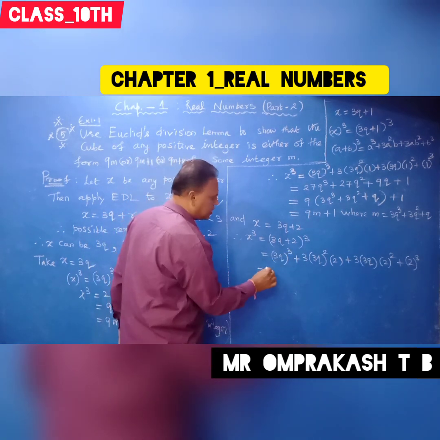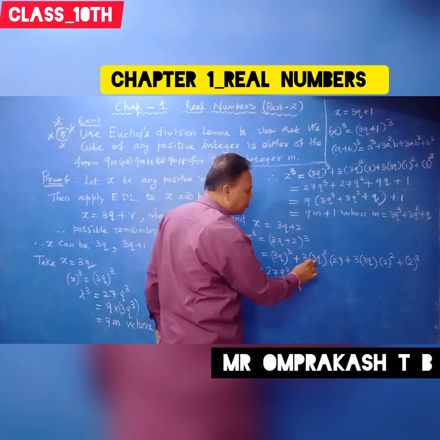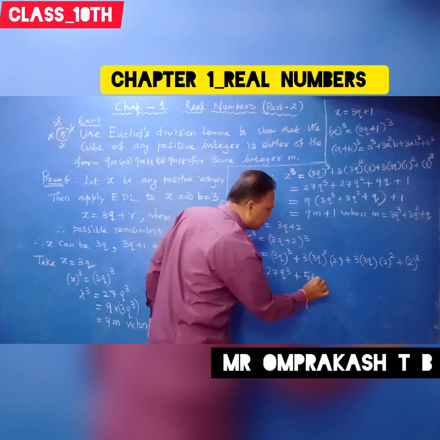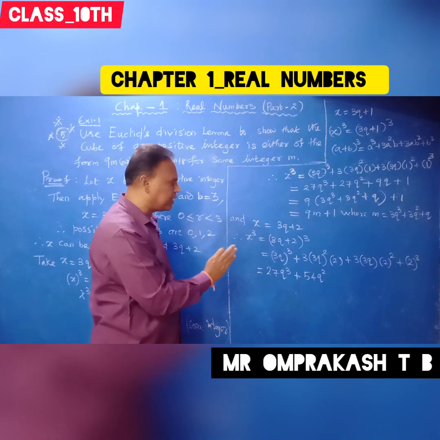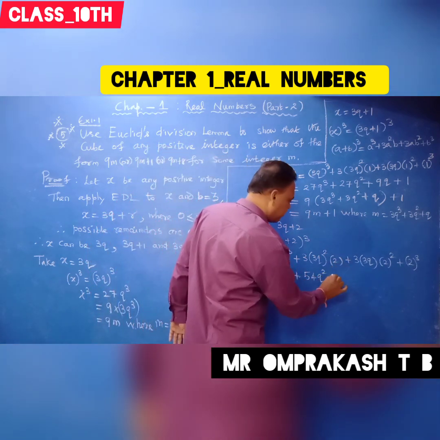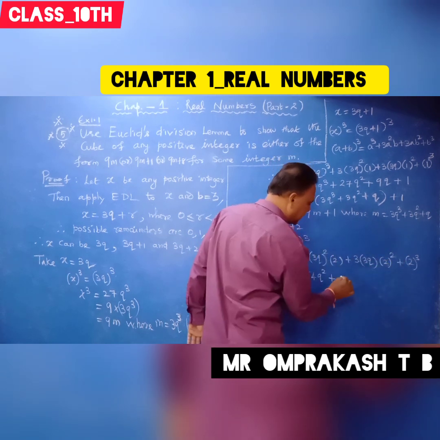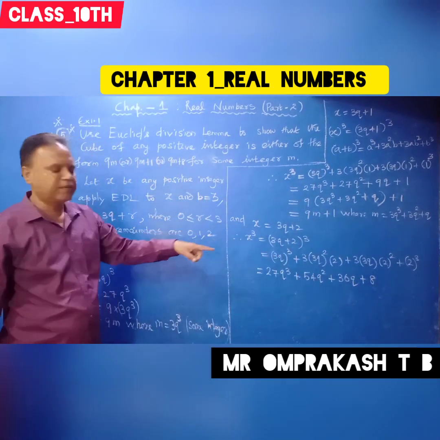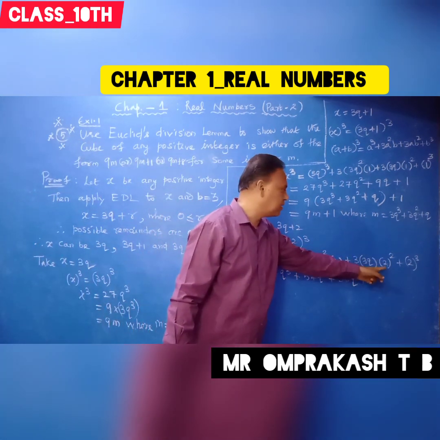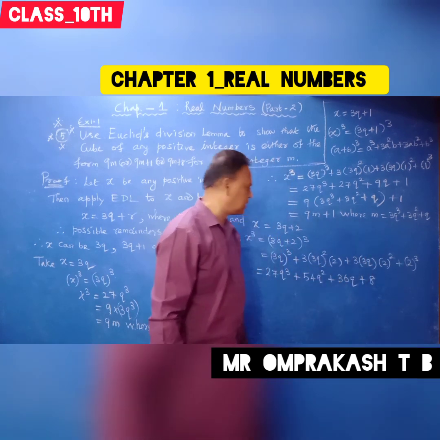Now simplify. 3 cube is 27q cube plus, here you see 3 squared. First you take 3 squared, 9 into 3 is 27, 27 into 2 is 54 q squared. So the simplification part is very important, you have to do it very carefully. Then plus 3 into 3 is 9, here it is square of 4, so 3 into 3 is 9, 9 into 4 is 36 q plus 8. Understand? So first you square it, then multiply. Square it means 4 into 3 is 12, 12 into 3 is 36.